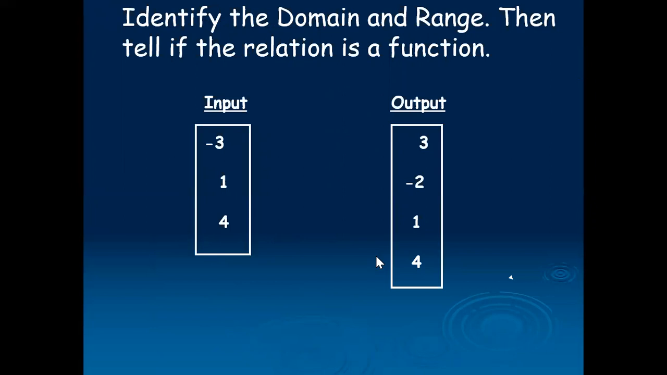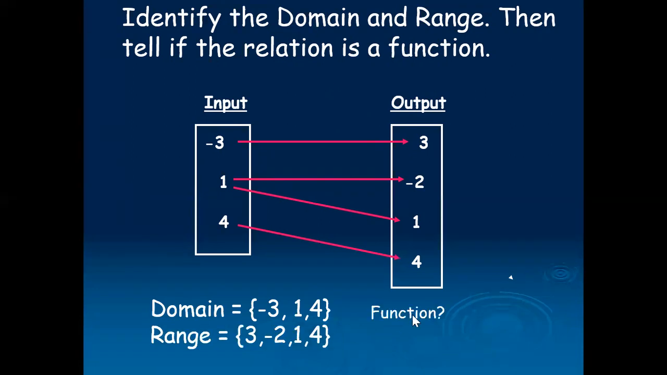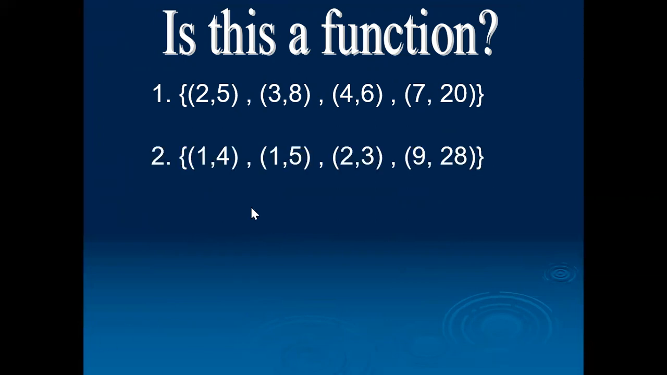Look at it the same way. -3 gives you 3. 1 gives you -2. 1 gives you 1. And 4 gives you 4. One of these inputs cannot give you two different outputs. So, function? No. Input 1 is mapped onto both -2 and 1. So try this out for yourself. See what you think.